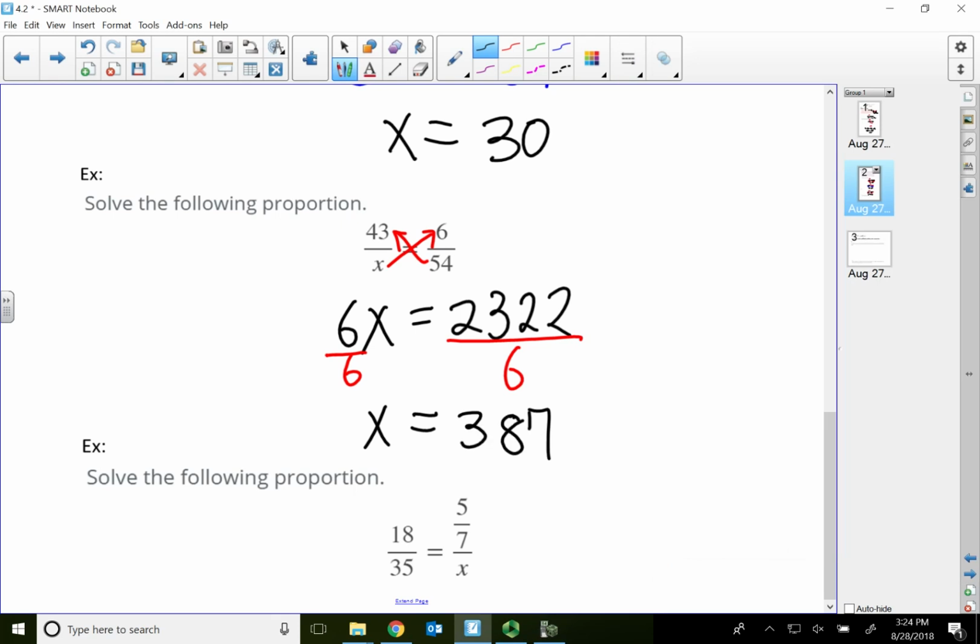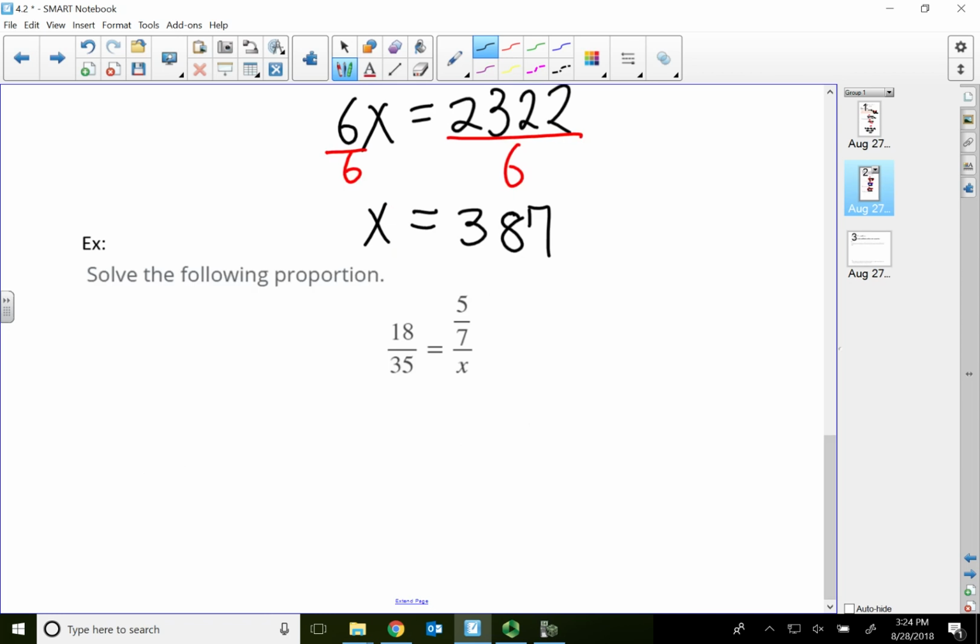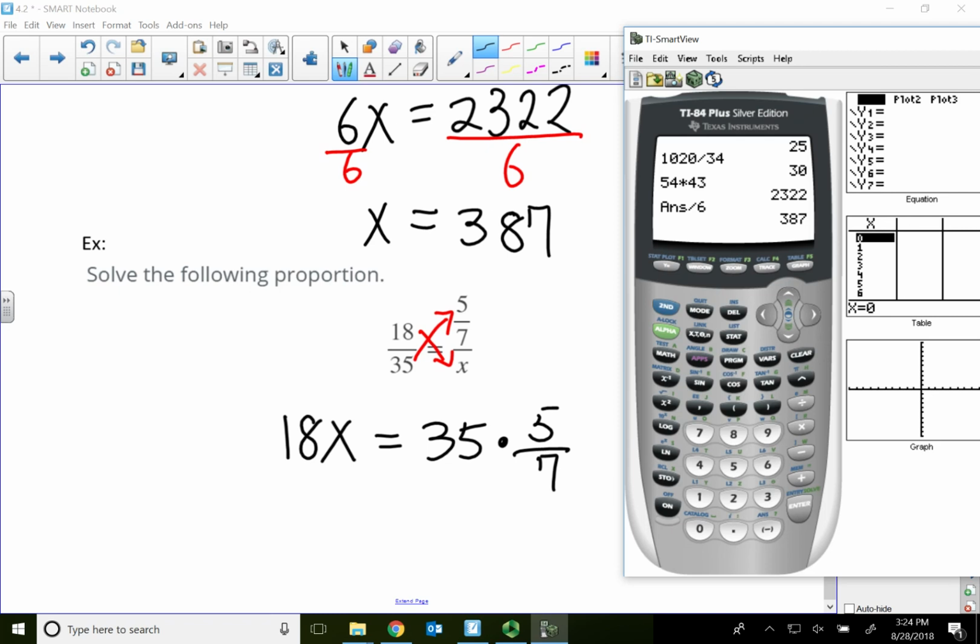All right, now this last one here, solving for x, I'm going to write it out so we can type in the calculator together, okay? So multiply diagonally where the x is. X times 18 or 18 times x. 18x, set it equal to 35 times 5 over 7. I'm going to put this in the calculator because I showed you how to multiply fractions back in Module 2. But I have not yet shown you how to do this in the calculator.